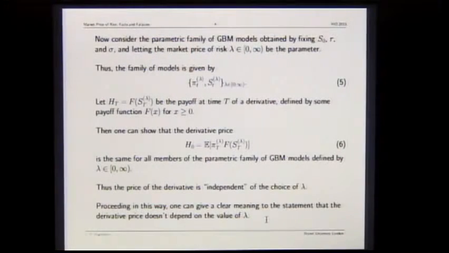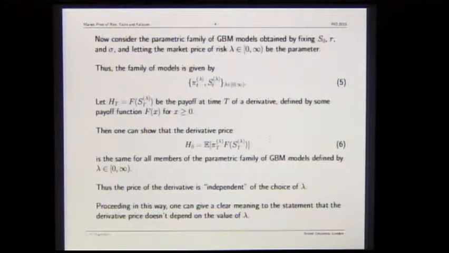So now let's look at the payoff of some derivative, and we'll keep things very simple. We have a fixed maturity date, capital T, and then the payoff is given by some function f of S at the maturity date, and we require f to have suitably nice properties. And then the price of the derivative is given by the expectation, always under the P measure, of the product of the pricing kernel and the payoff.